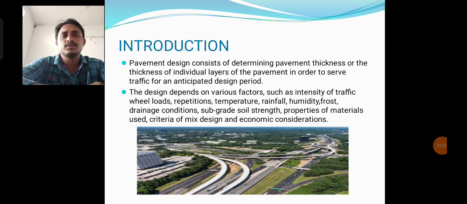Why is each layer thickness determined? Because it serves the traffic for the anticipated design period. So this is known as pavement design, mainly for determining the thickness of the pavement or the thickness of the layers. That depends upon the soil subgrade, which means if the soil subgrade is weak, the pavement thickness is more. If the strength of the soil subgrade, the CBR value, is more, then the pavement thickness will be less. So pavement thickness is determined based on the CBR value of the soil subgrade.